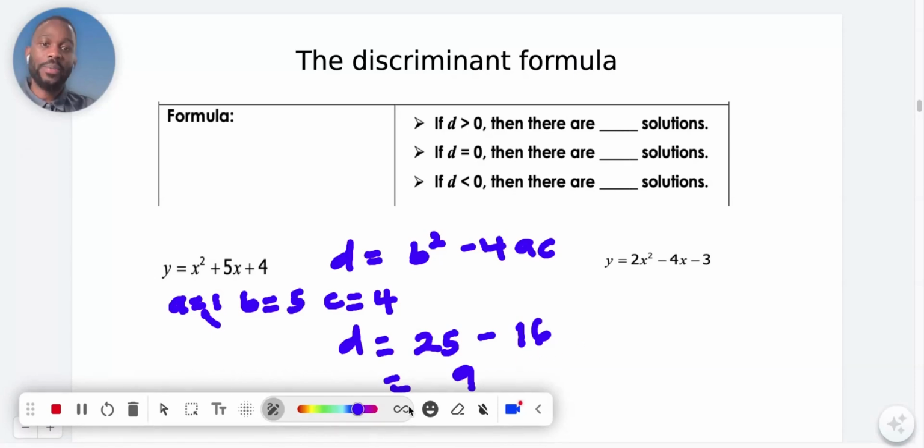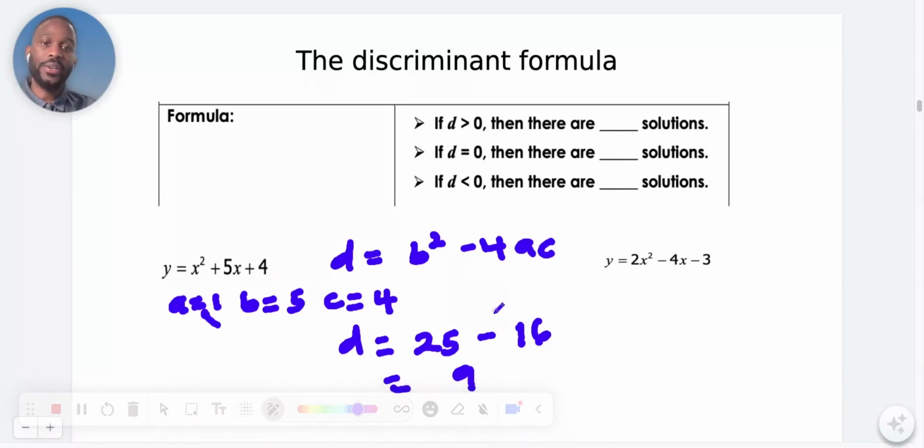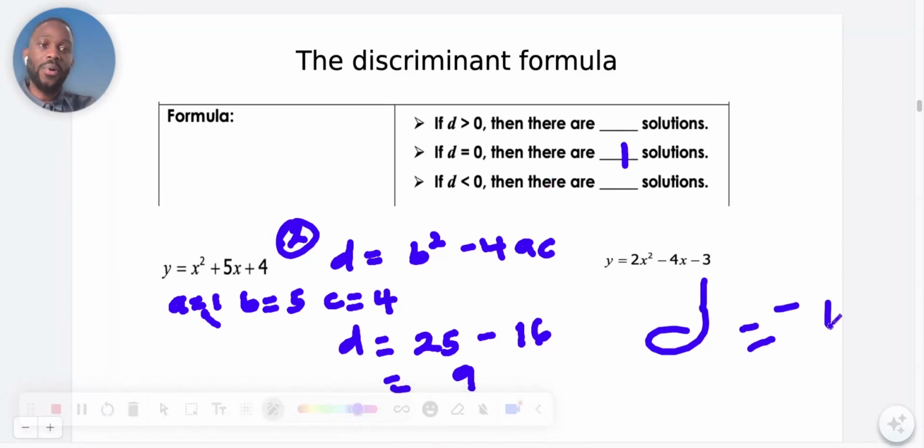And I'm saying my discriminant being 9, 9 is greater than 0. If you get the discriminant as 0, that means it has one solution. If it's less than 0, maybe you get D as -4, that means this quadratic equation has no solutions.